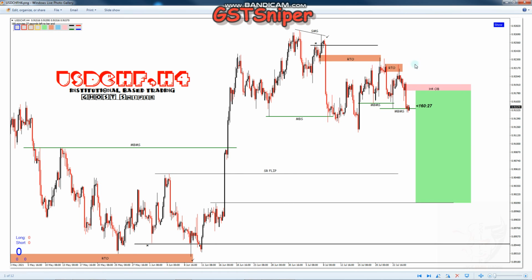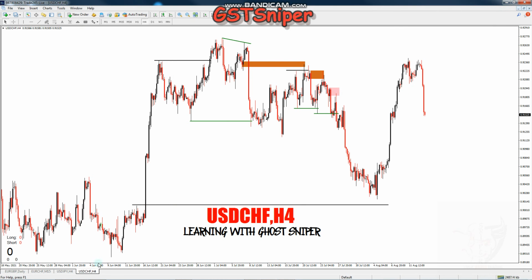As you can see from the screenshot, this is the screenshot I shared in the groups, and the signal that I gave. Price reversed from somewhere around here, not reaching our take profit, but we would have taken profits with our trailing stop, right? Let's move on to another pair.